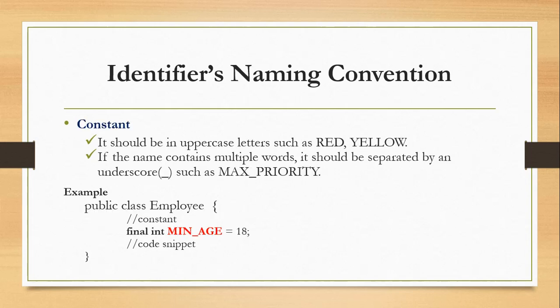For a constant, it should be in uppercase letters, such as RED, YELLOW. If the name contains multiple words, it should be separated by an underscore, such as MAX_PRIORITY. In the following example, we have MIN_AGE. The final value is 18, or the constant value is 18.